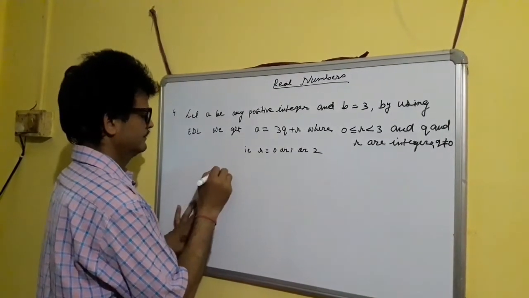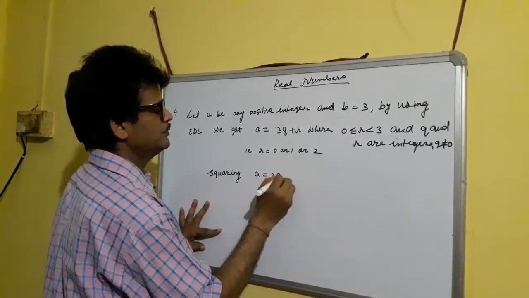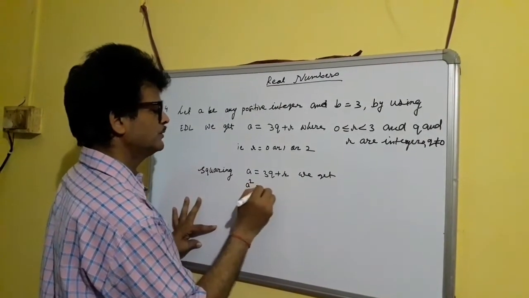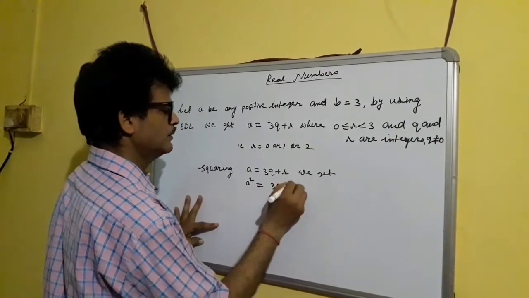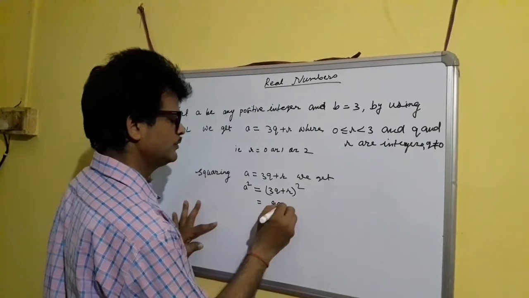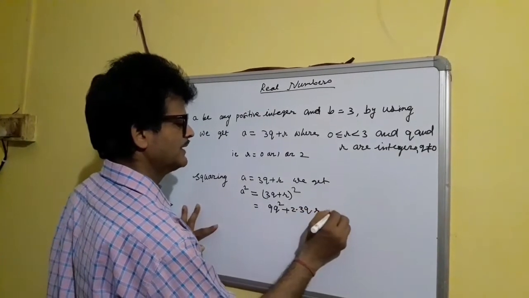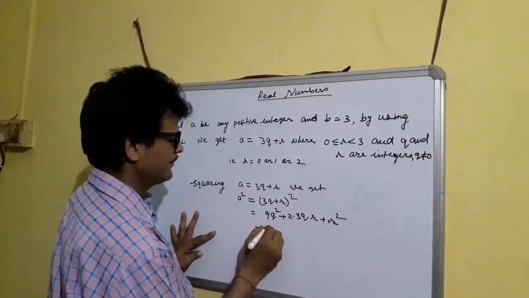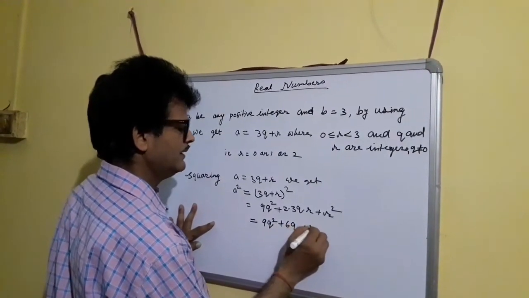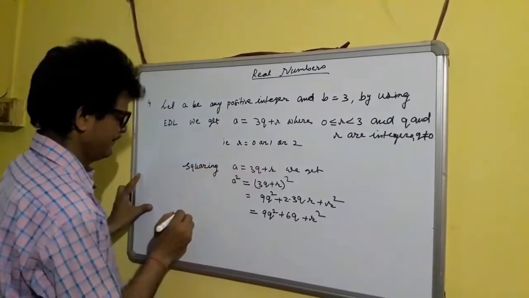Squaring A is equal to 3Q plus R, we get A square is equal to (3Q plus R) whole square, which is equal to 9Q square plus 2 into 3Q into R plus R square, which is equal to 9Q square plus 6QR plus R square. Then we take different values of R.